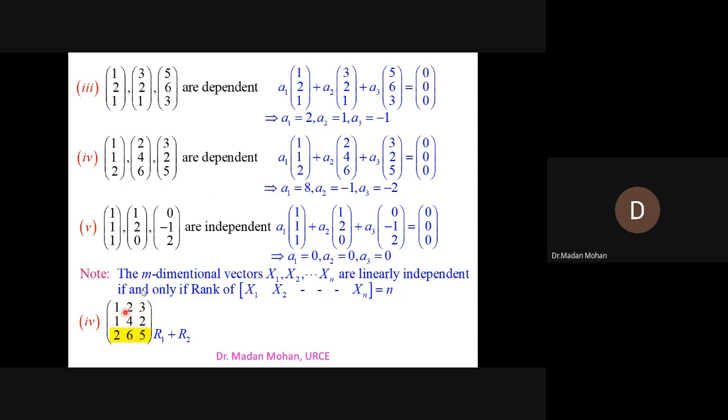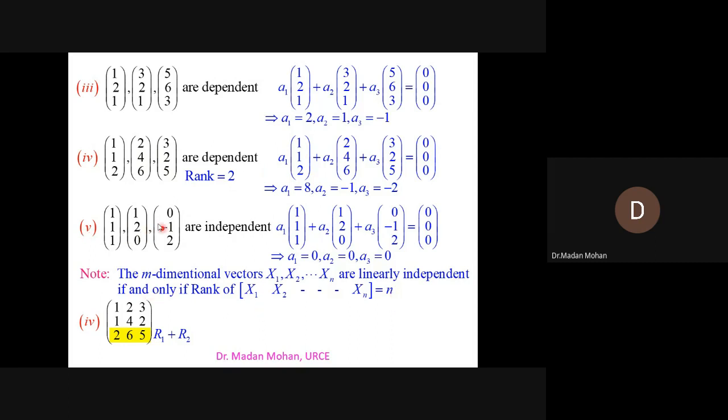Now observe the fourth example. Here rank is 2, but I have 3 vectors. Means dependent, they are not equal. In other words, among the 3 you have 2 independent vectors, and one depends on the remaining. Rank is defined as the number of linearly independent vectors. Among 3, only 2 are independent. That's why these 3 are dependent. Whenever rank equals the number of vectors, they are independent, otherwise dependent.